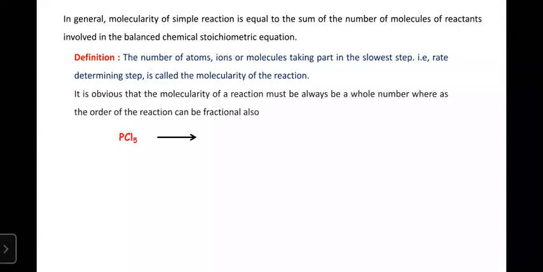So these are the examples. Here is the decomposition of PCl5. Only one molecule is involved, so that is unimolecular. And remember one thing: molecularity we can define with respect to reactants only, not with respect to products. We also look at the stoichiometric coefficient attached to the reactant. So here, two HI means two molecules of HI.